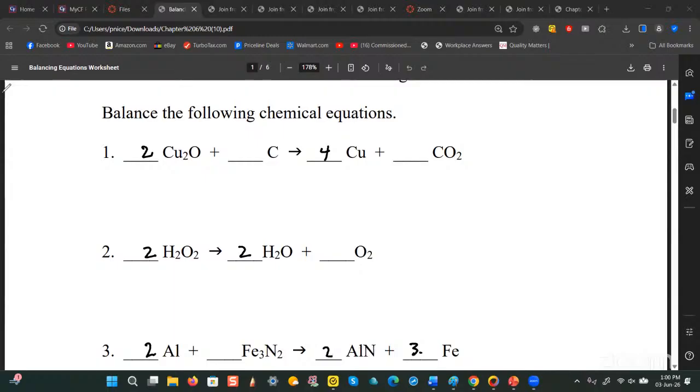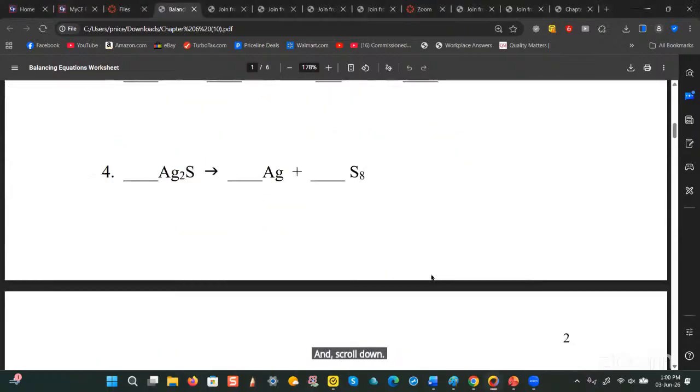All right, let me clear this and scroll down, see what's next. Okay, next one is this one. Let me hear what you have to say about this one. Number 4. We put an 8 in front of the Ag2. Okay. And then a 16 in front of the Ag. That's correct. All right, let me clear this. Any questions about this? Any questions?